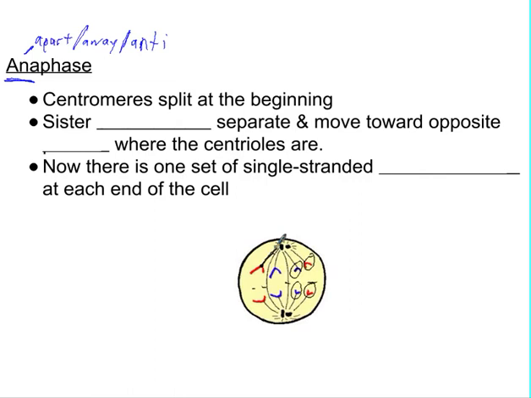Bending doesn't affect the performance or the efficiency of the DNA. It's just getting pulled over, okay? So that's anaphase.